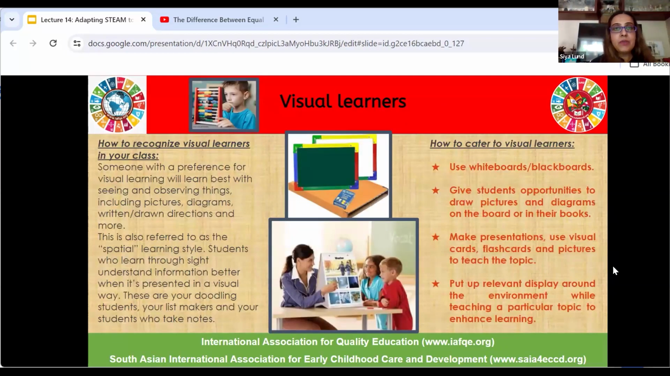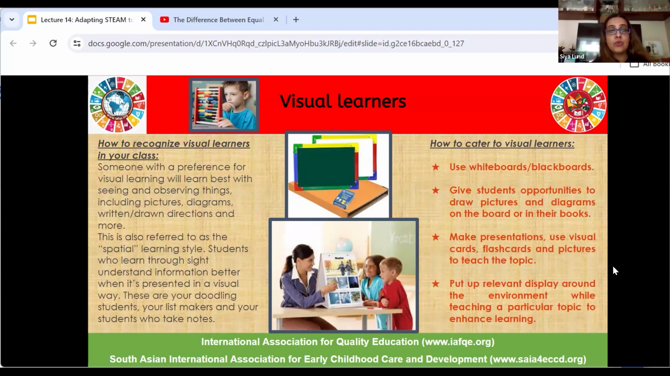Moving on, firstly, to the visual learners. Who are visual learners and how do we recognize them in our classroom? Someone with a preference for visual learning will learn best by seeing and observing things, including pictures, diagrams, written down directions, and much more. These kinds of learners are also called spatial learners, because they learn with spatial orientation. Visually they want to understand everything around them, and for them it is best represented visually.